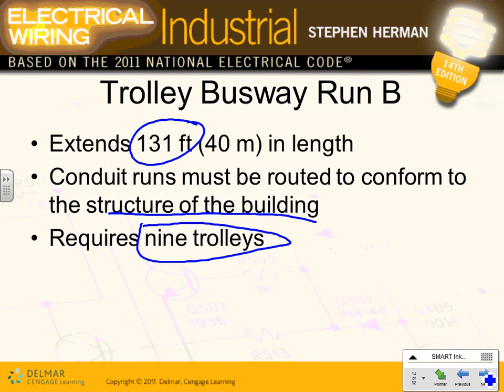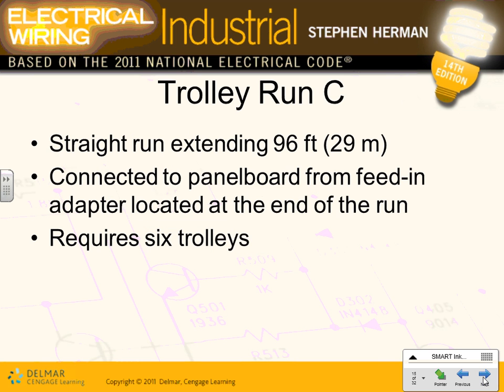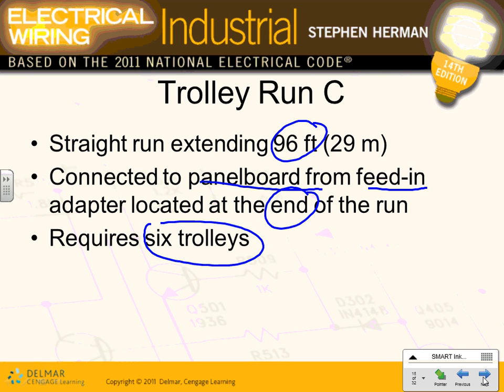So that's basically 9 of them in that particular one. C, here's C, Jeff. C is right in here. They put it right in here in this manufacturing floor. C has 96 feet of it connected to the panel board to feed in, exactly like an adapter located at the end. Their adapter right here at the end, where they tie the power to it, and it has 6 trolleys. Why 6 trolleys?